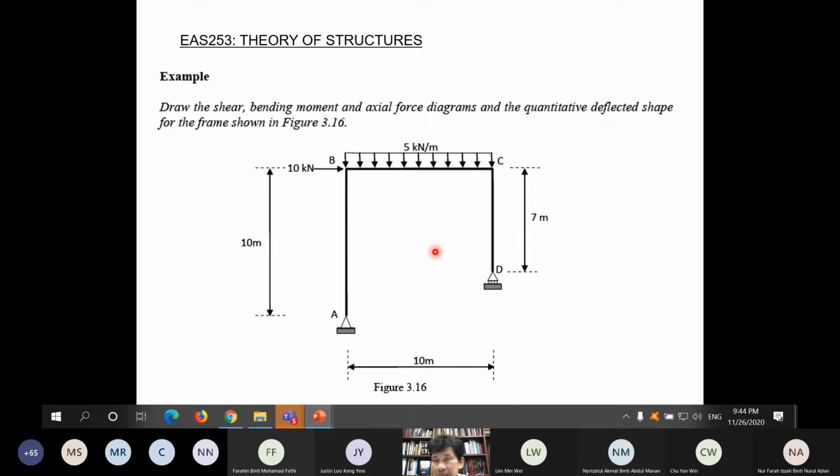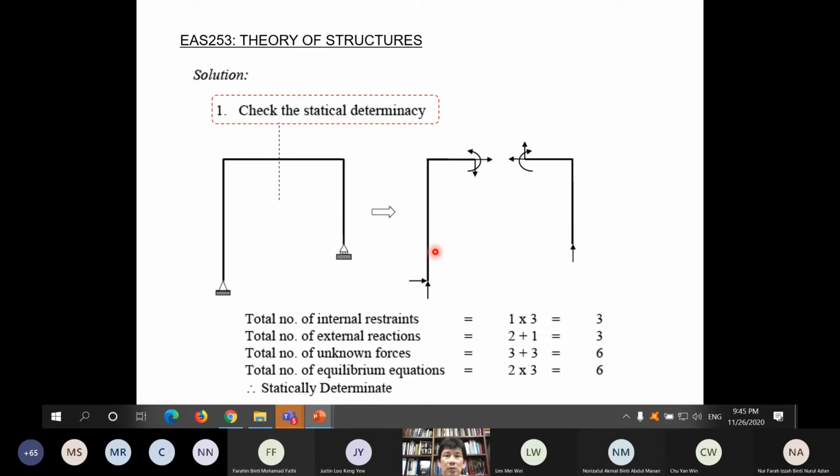So the process that we are going to go through is basically the same. Okay, the first thing, you get the reaction force. So if you are asked to check statical determinacy, you also check statical determinacy. So we use the method that we have just gone through, cut it here, then cut one section, three internal forces appear, reaction forces, they are 1, 2, 3. So total number of unknown forces 6, equilibrium equations 3 here, 3 there, 6. So statically determinate. So it's easy, okay?